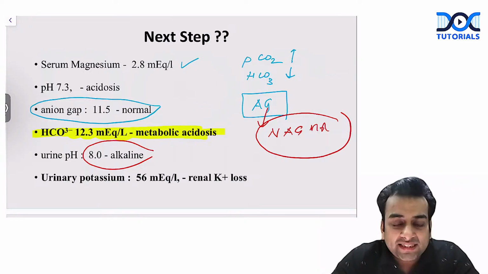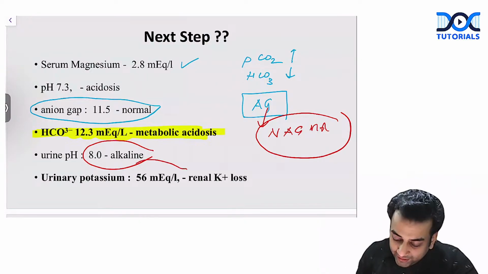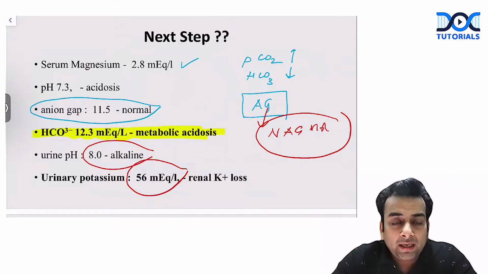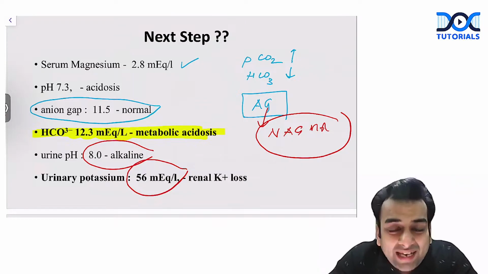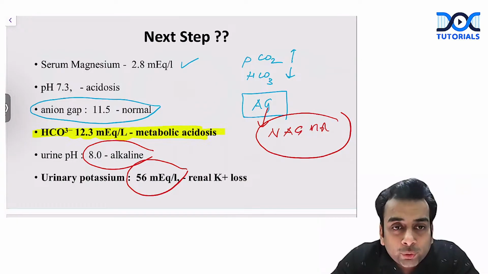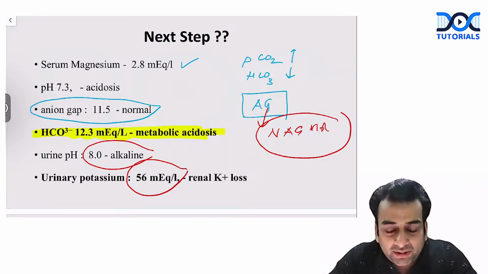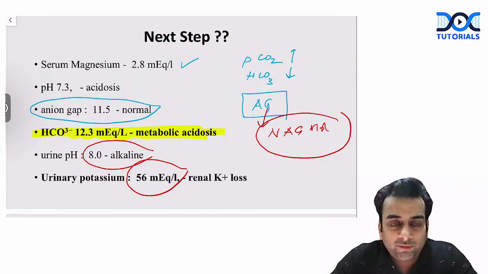The urinary potassium was 56 milliequivalent per liter, which is pretty high. So in a case of hypokalemia, if your urinary potassium is high, it means that you are losing potassium through your kidneys. So it's actually a kaliuretic action of the kidney, which is causing hypokalemia. So it's a renal loss of potassium and it's not an extrarenal loss of potassium.